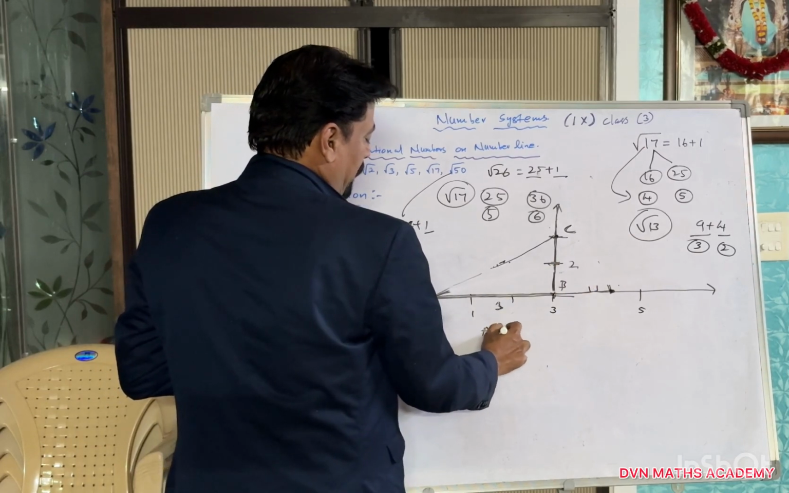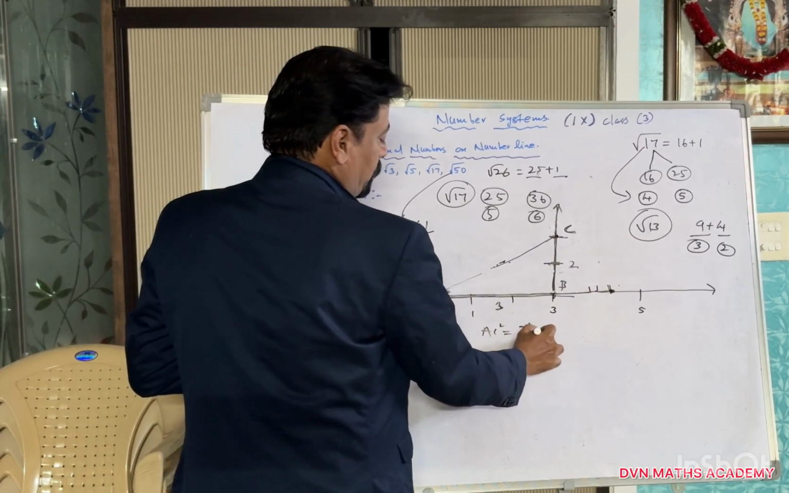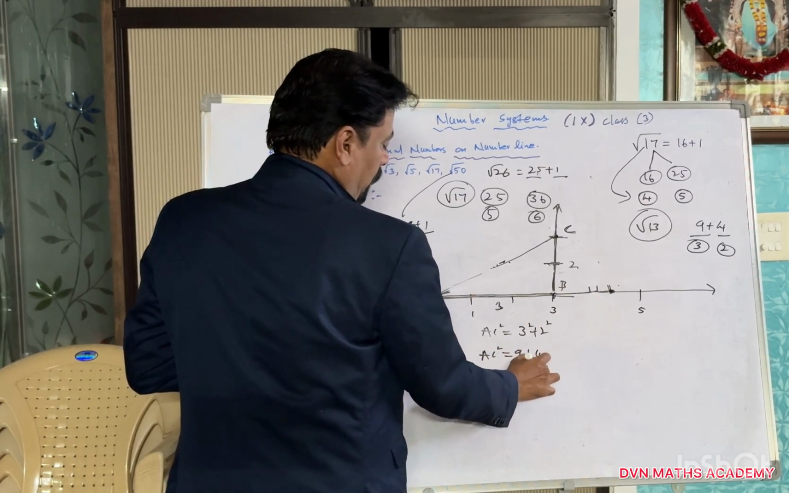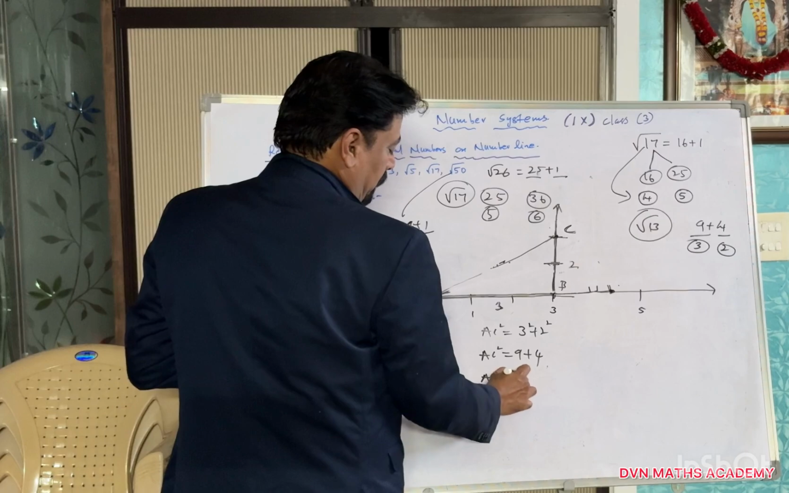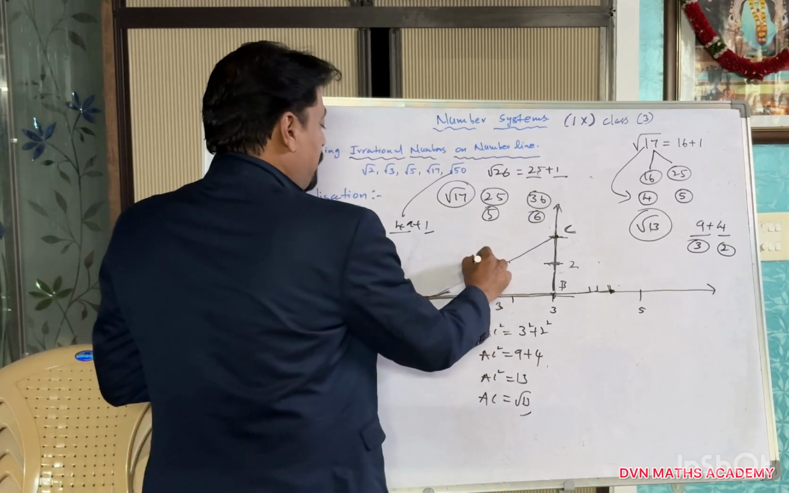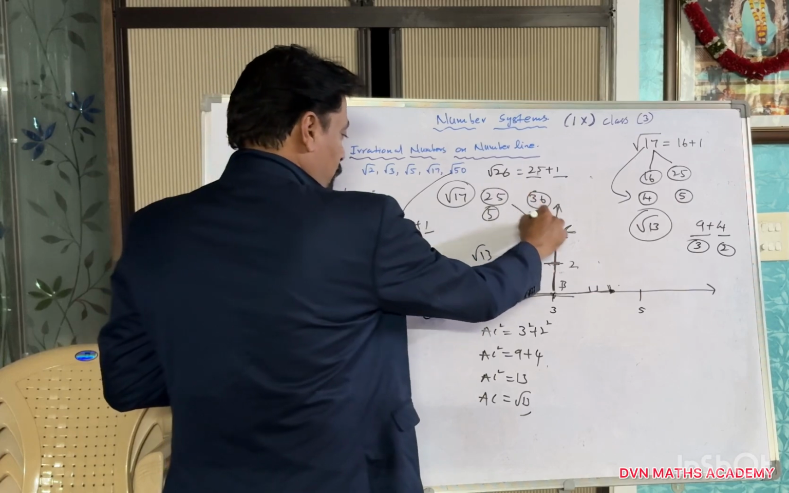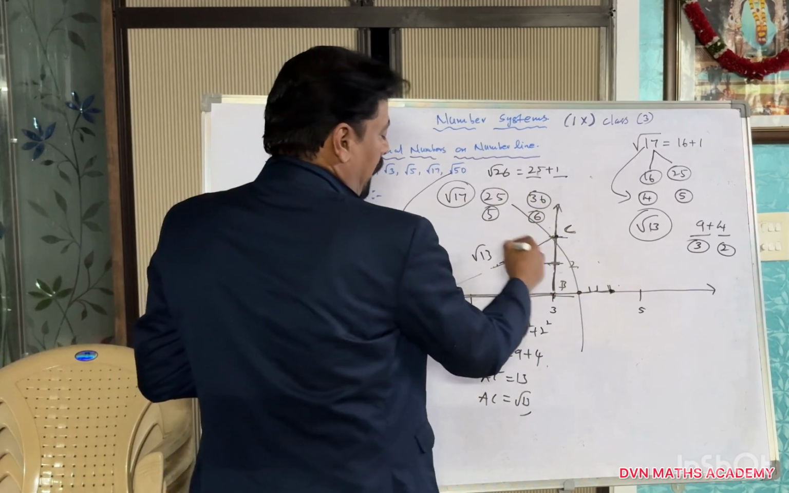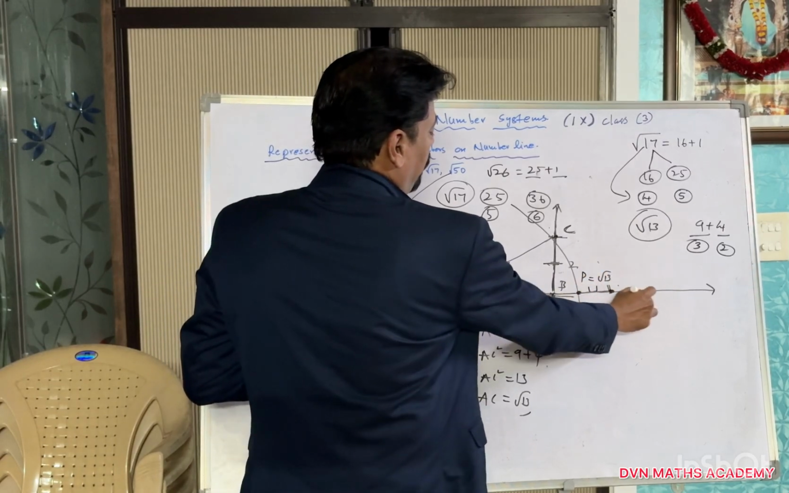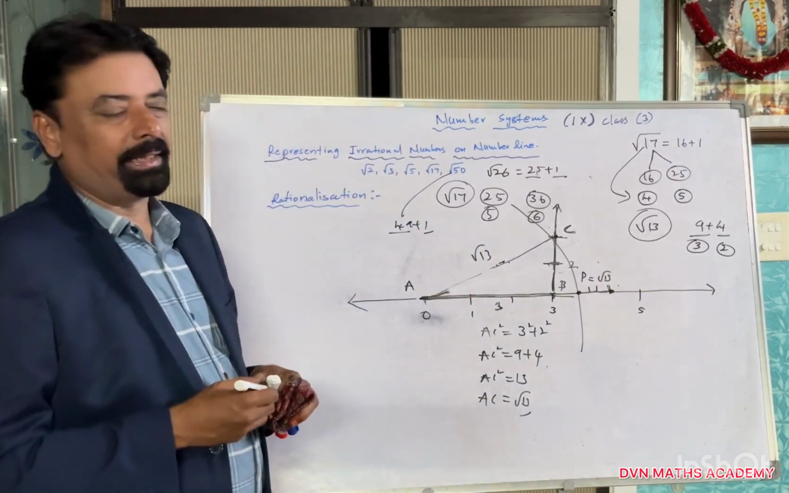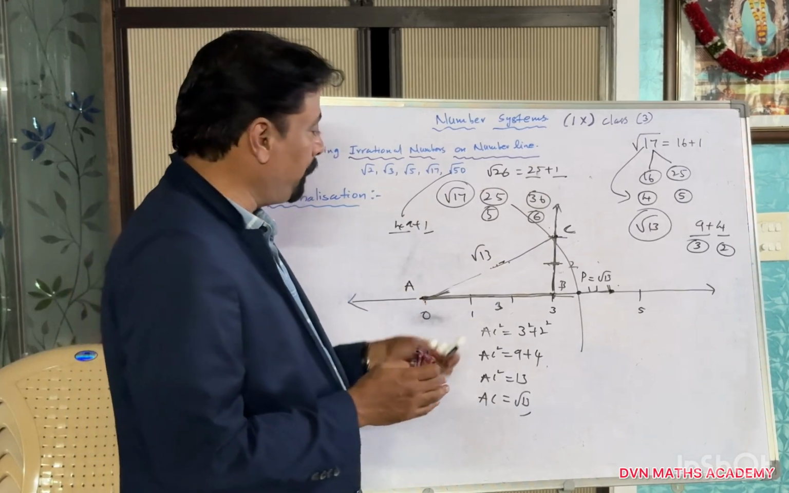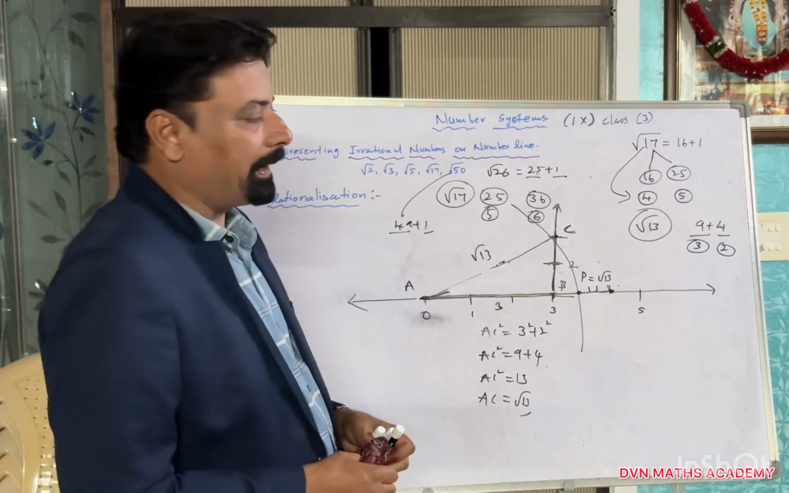Therefore AC square should be equal to 3 square plus 2 square. So AC square is equal to 9 plus 4. Then AC square is equal to 13. Then AC is equal to root 13. So this is root 13. Afterwards you use your compass and you draw an arc, R. Then it's P, that is root 13. So this is one of the interesting methods if you practice how to represent irrational numbers on the number line.